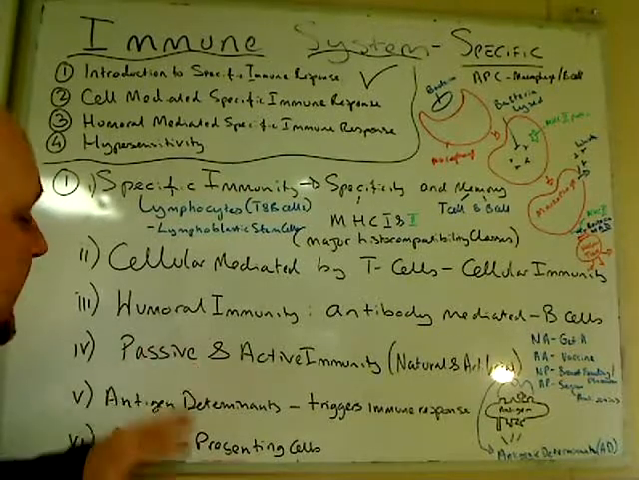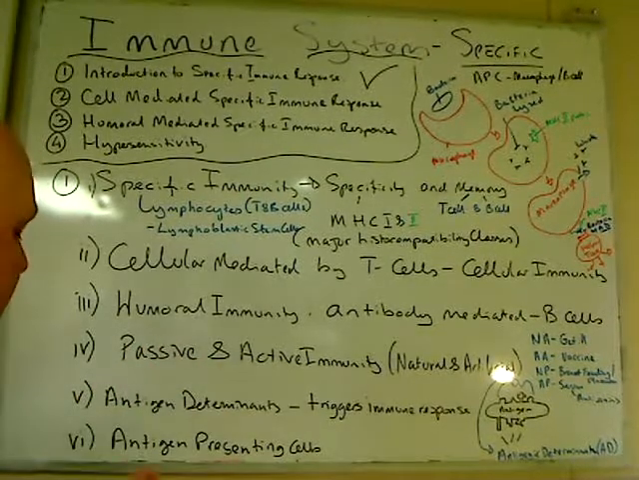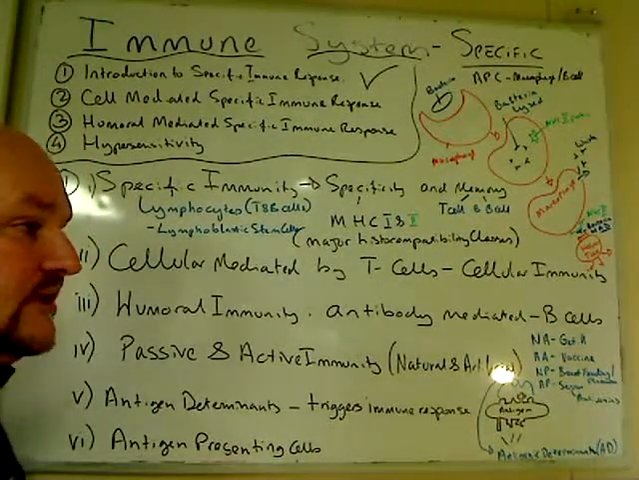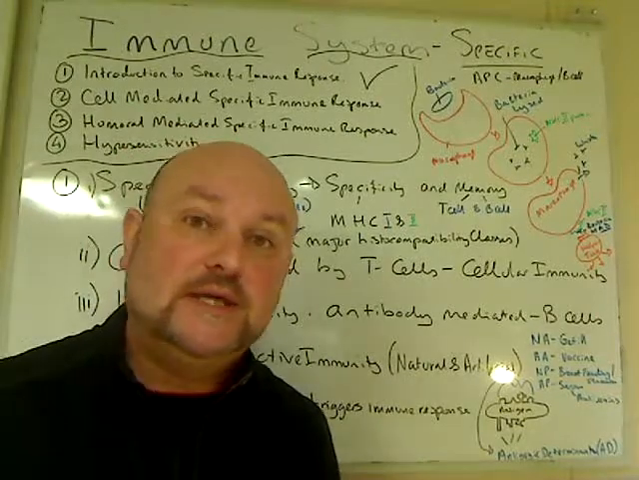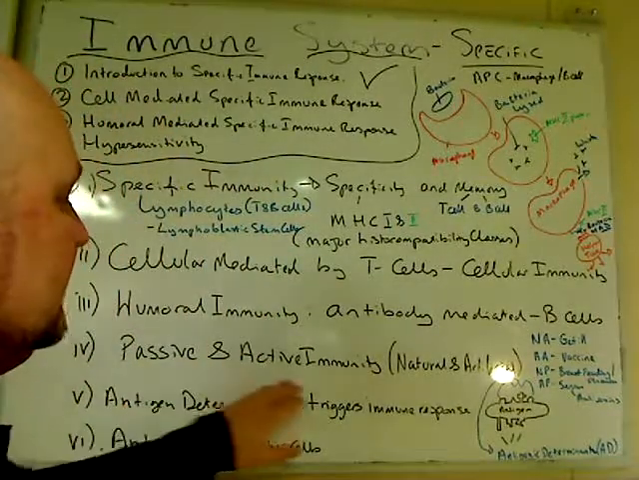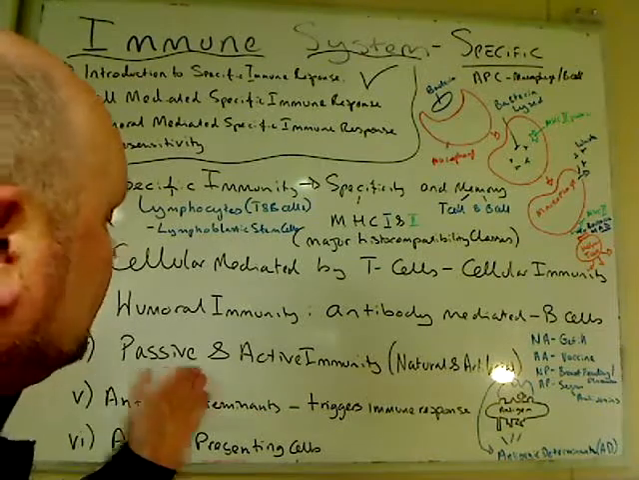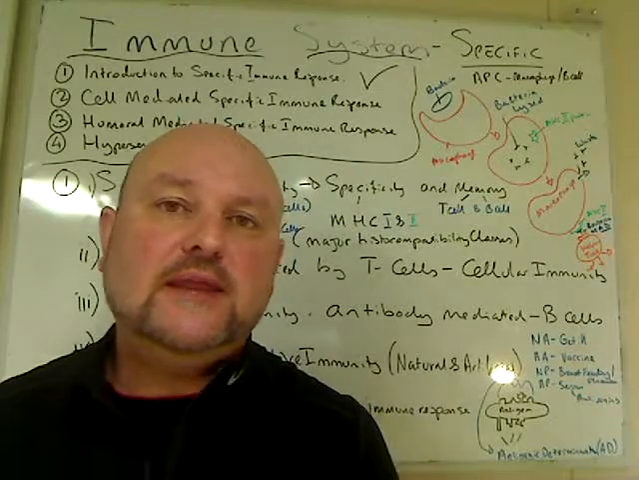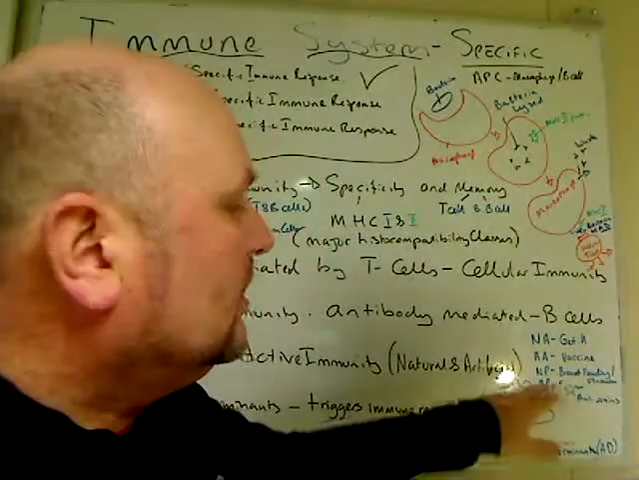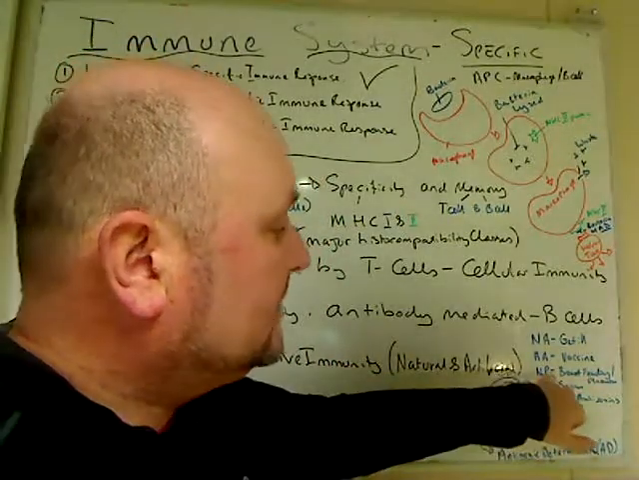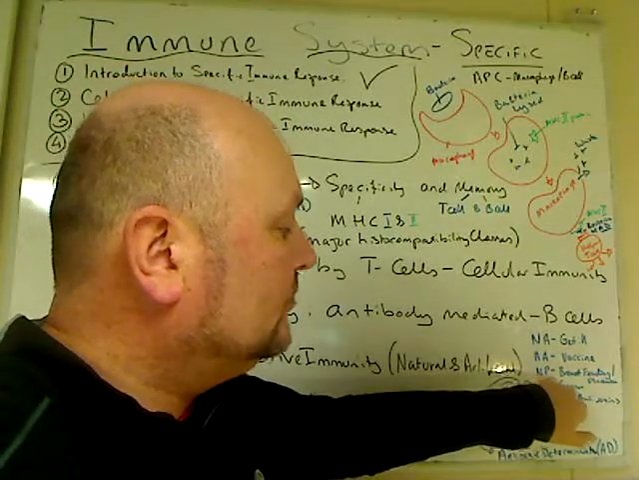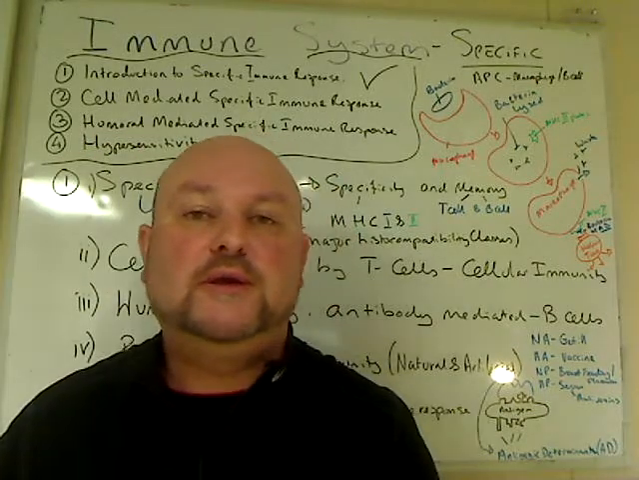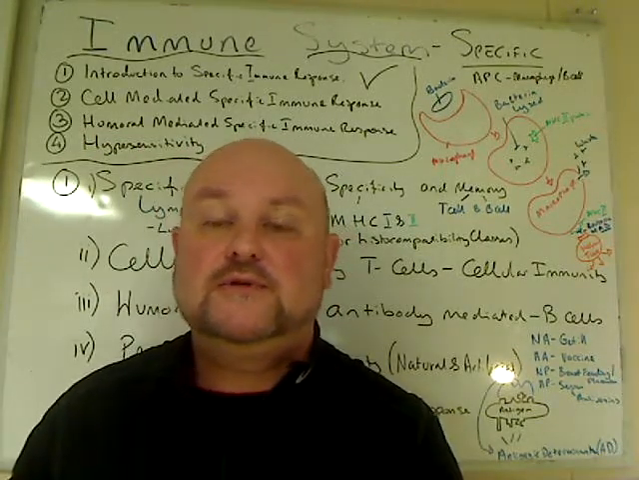What we're going to look at here is passive and active immunity and what that means, what are antigens and antigen determinants, and finally what an antigen presenting cell is and how it does what it does. Okay, so passive and active immunity. Well, passive immunity means that you don't have to do anything to get it. So you can get that in two possible ways. You can get natural passive immunity. I've written down here as NP, natural passive, and you get that through your mother when you're developing in the womb through the placenta, and of course when you're first born.